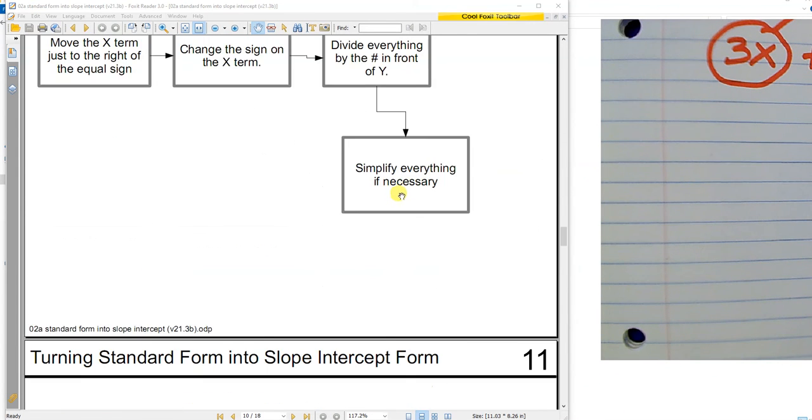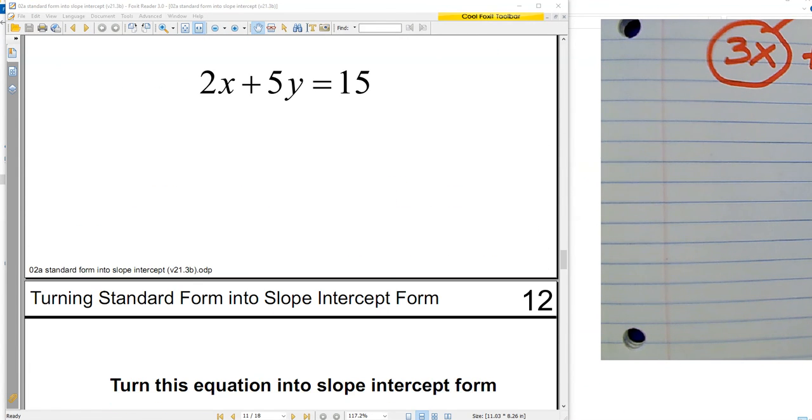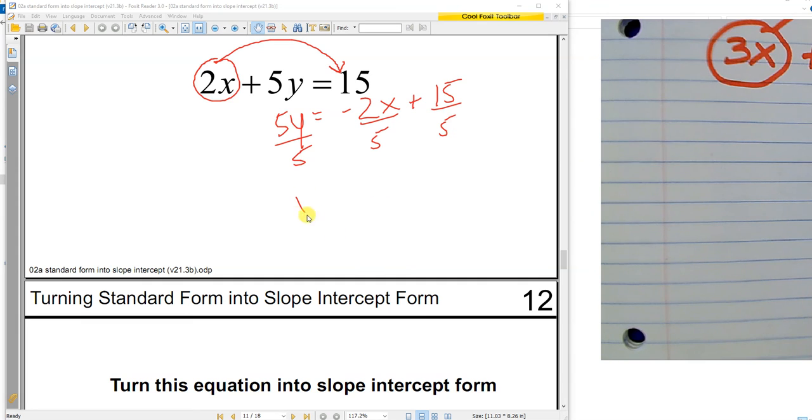Good. Let's do a couple more. This one you don't have to put in your notes. Move the x. 5y equals negative 2x plus 15. Divide by the y. Simplify. Y equals negative 2/5 x plus 3. Liam's going to start his life at 3. He's going to go down 2 and right 5.